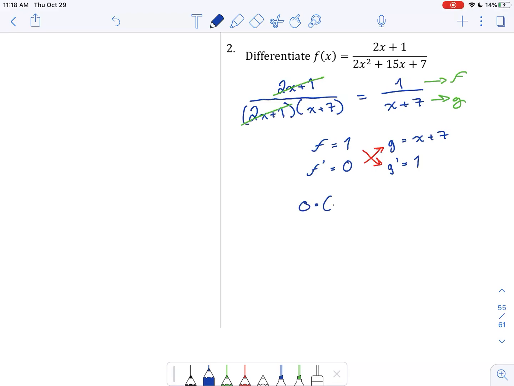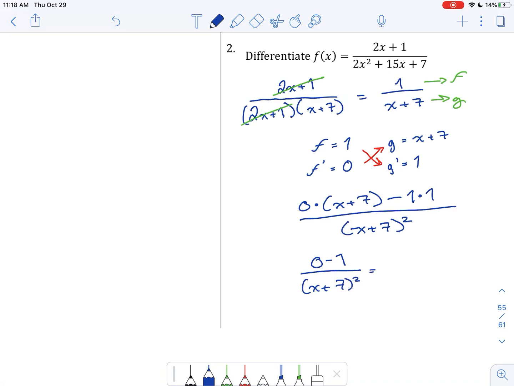So f prime, 0 times x plus 7 minus 1 times 1 all over x plus 7 squared, which is then 0 minus 1 over x plus 7 squared, which is negative 1 over x plus 7 squared, like so. So I apologize for that little typo where I had the order incorrect, but now we have our correct final derivative with the quotient rule.